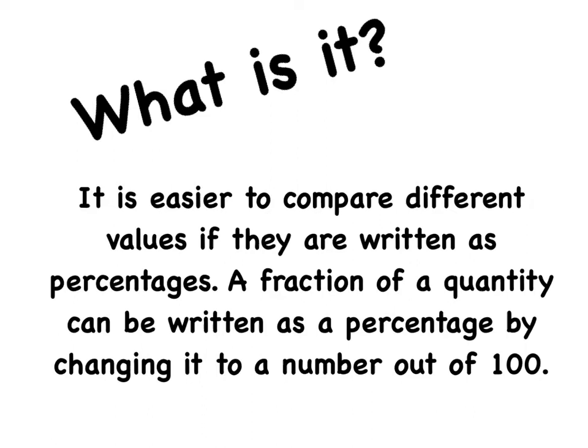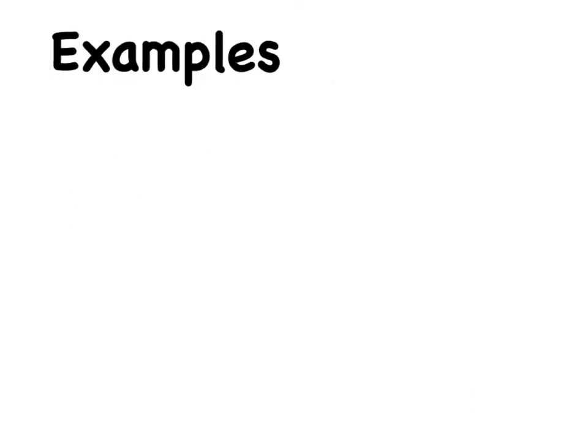A fraction of a quantity can be written as a percentage simply by changing it to a number out of 100. Once we do that, the numerator is simply our percentage. So it's really quite straightforward. Let's have a look at a few different examples. I'll have a look at an example of 1 on 10.